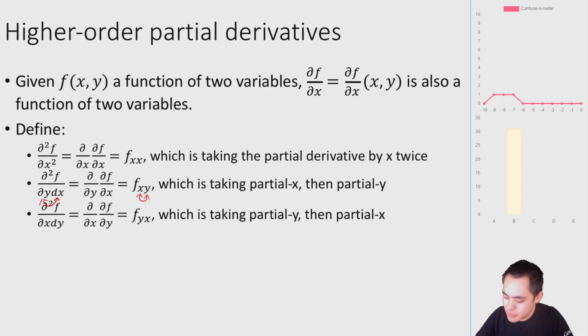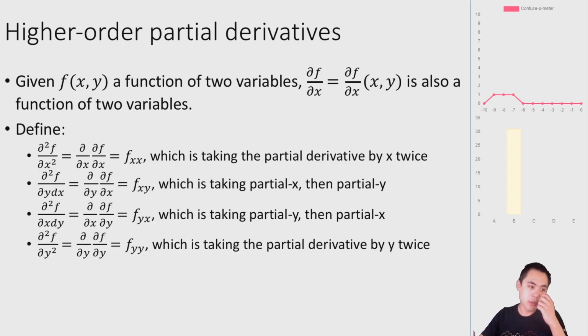Oh, let me erase that so that it doesn't use up my space. You can also take the partial derivative with respect to y first, and then the partial derivative with respect to x. Or you can take the partial derivative with respect to y twice. Okay? So this is just what you'd expect. You're just doing one partial derivative and then doing it again on the function that comes out of it. So let's give an example.